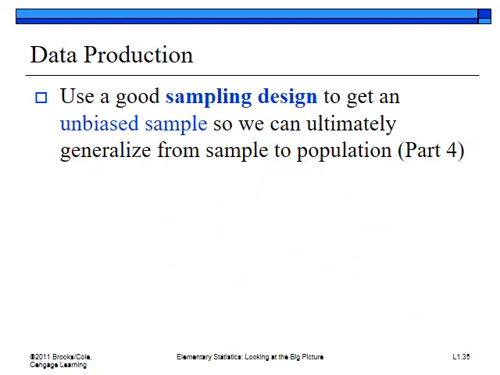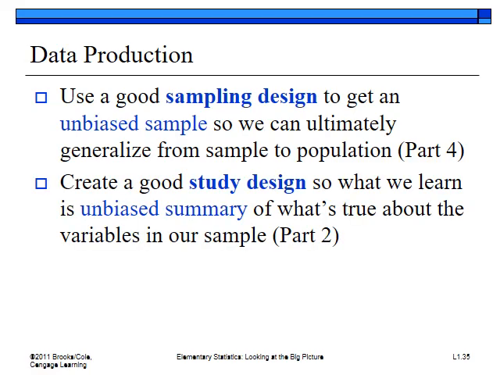Let's talk about data production. There are two critical parts. First is choosing a good sample design. Without a good sample design, so that our sample is unbiased, any generalizations we make about the population will be suspect. In addition to the sample design, we want to make sure that we also have a good study design. The study design will make sure that our summary of what's going on in our sample is unbiased.